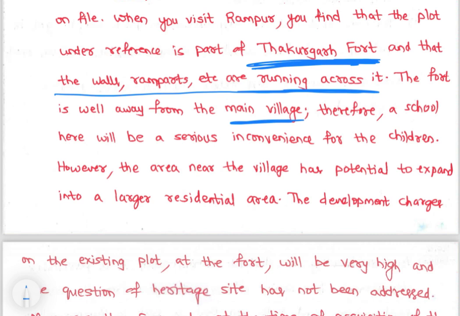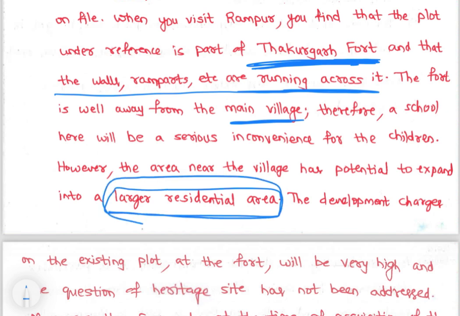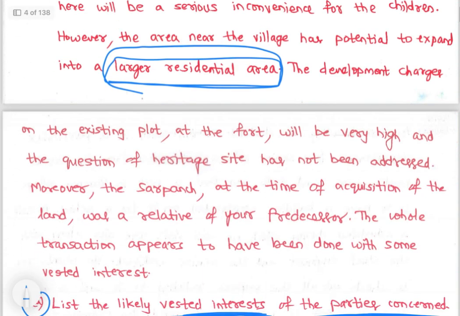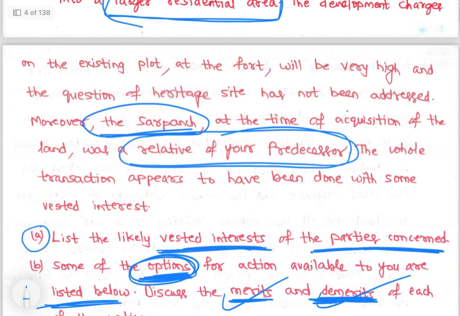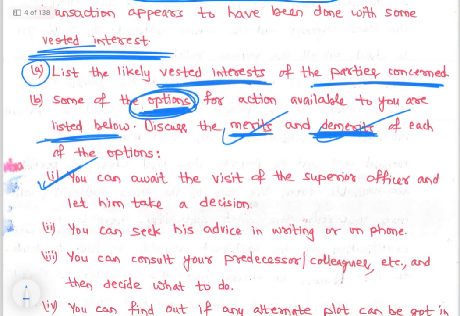However, the area near the village has potential to expand into a larger residential area. The development charges on the existing plot at the fort will be very high and the question of heritage site has not been addressed. Moreover, the Sarpanch at the time of acquisition of the land was a relative of your predecessor. Right? The whole transaction appears to have been done with some vested interest.